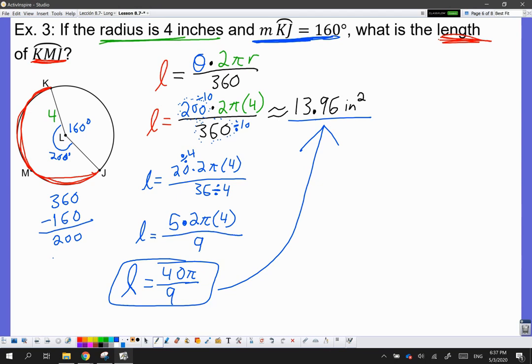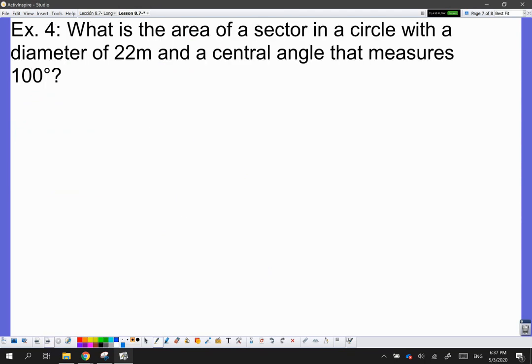Got one more example here, so let's take a look at that. What is the area of a sector in a circle with a diameter of 22 meters and a central angle that measures 100 degrees? So since I have no picture here, I'm going to draw one. So there's my circle, perfect circle, of course. And it tells me the diameter is 22 meters.